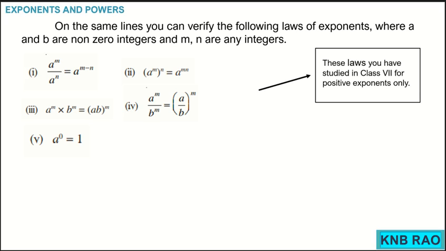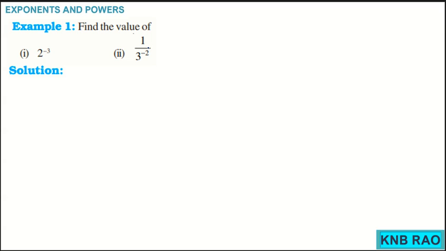These laws you have studied in class 7th for positive exponents only, whereas in your class 8th you are doing them for integer exponents. So verify them. Now we will solve questions from the examples. In example number 1, find the value of 2 power minus 3, and subquestion 2, find the value of 1 upon 3 power minus 2.